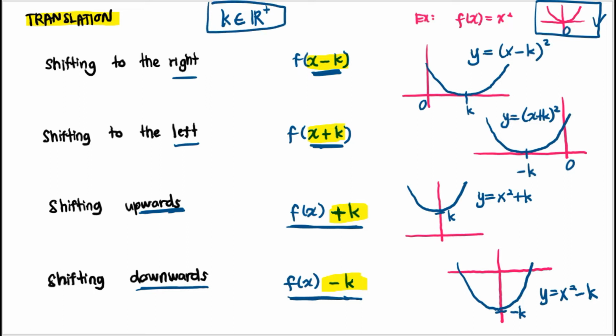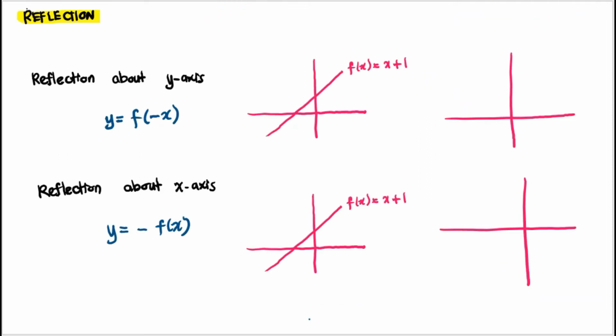Now we go to the second concept, which is reflection. If we reflect about the y-axis, to reflect the graph about the y-axis means that we have something like this, right?